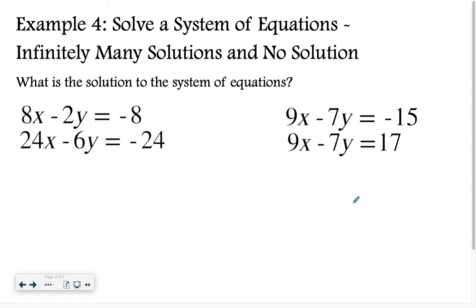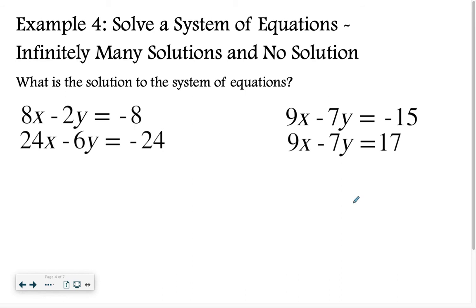Solve a system of equations with infinitely many solutions and no solutions. So I'm going to show you the fast way of being able to tell if two equations have infinitely many solutions, which, remember, means that they are the same line. If you go back to lesson 4.1, I showed you how graphically, infinitely many solutions is when you have multiple equations that are all the same line. And no solution are those graphs that are parallel, right? They're the graphs that never touch.